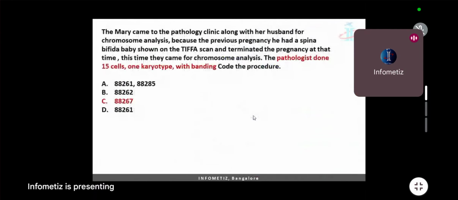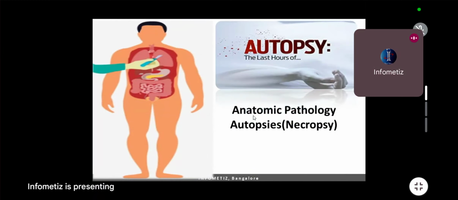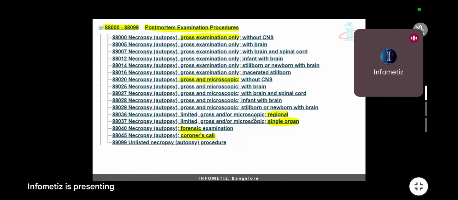Now come to postmortem code. Okay. Autopsy. For that also we have a code. Now only a small portion is pending. Small means tomorrow we will finish. And tomorrow we'll discuss medicine too, questions also. 88000 to 88045. Make a set of 88000 to 88016.